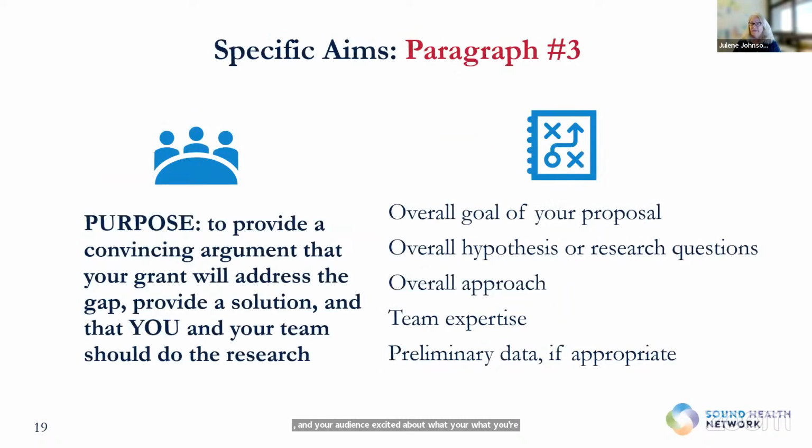Now to paragraph 3, this is a paragraph whose purpose is to provide a convincing argument that your grant will address this gap that you just talked about in paragraph 2, provide a solution, and that you and your research team should do the research. And you can do this by noting the overall goal of your proposal, the overall hypothesis, an overall approach. So in other words, you give an overall sense of the proposal. You can also provide a brief statement about your team's expertise, and some people like to add preliminary data here, if appropriate. And I want to remind you that these are just my suggestions based on my experience of grant writing. So there's different ways that you can structure your specific aims page.